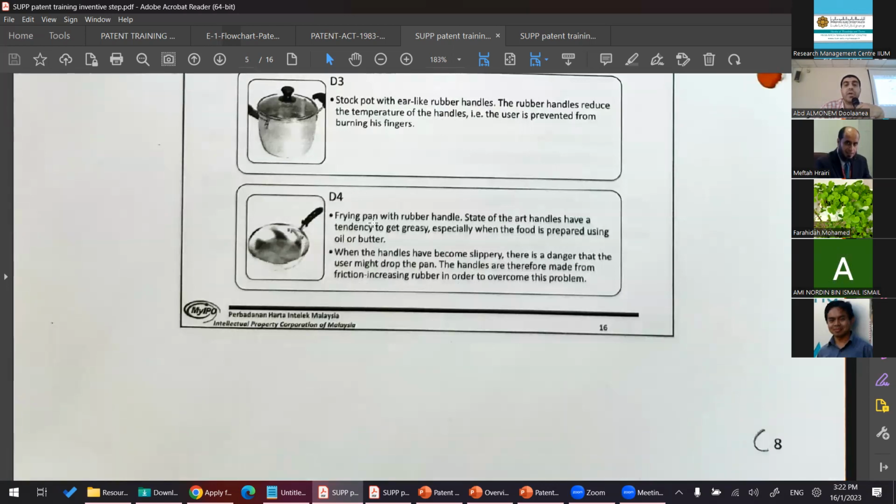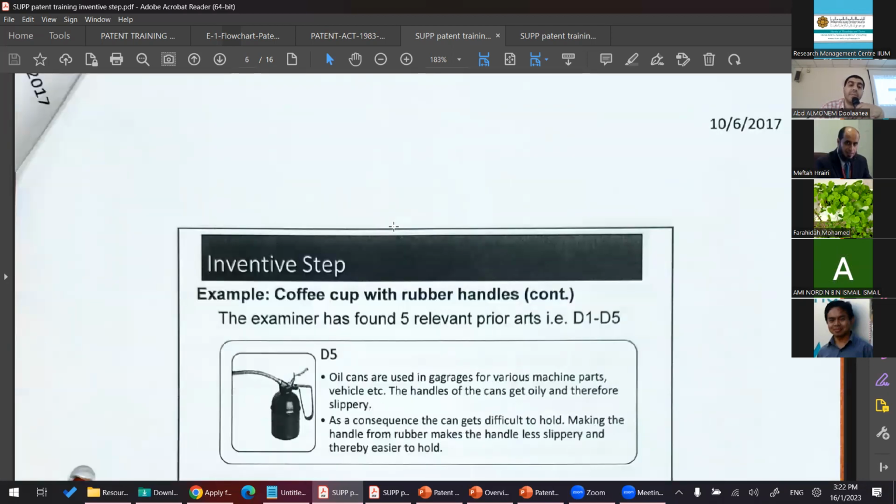Document 4, frying pan with rubber handle. So it has a tendency to get greasy. When the food is prepared using oil, the handle becomes slippery, and there is a danger that the user might drop the pan. The handles are therefore made from friction-increasing rubber in order to overcome this problem.